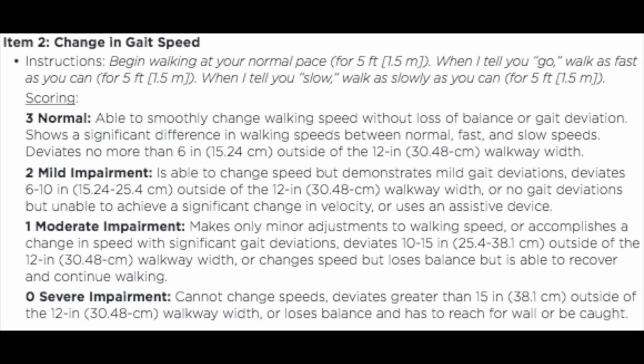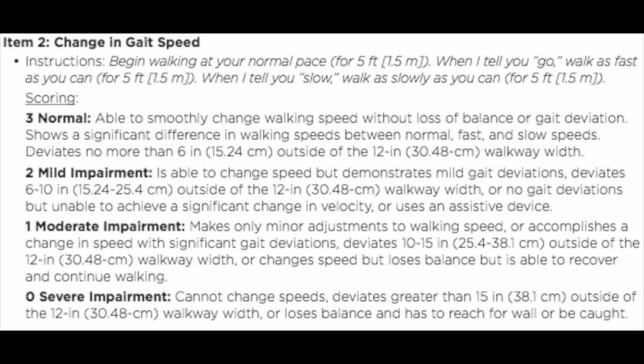Three is given if the patient is able to smoothly change walking speed without a loss of balance or gait deviation. They show a significant difference in walking speed between normal, fast, and slow speed, and deviates no more than 6 inches outside the 12-inch walkway. Number 2 is if they're able to change speed but demonstrate mild gait deviations and deviates 6 to 10 inches outside the 12-inch walkway, or no gait deviations but unable to achieve a change in velocity or uses an assistive device.